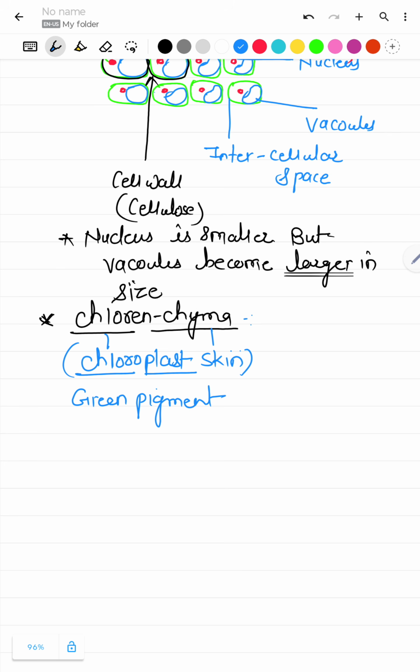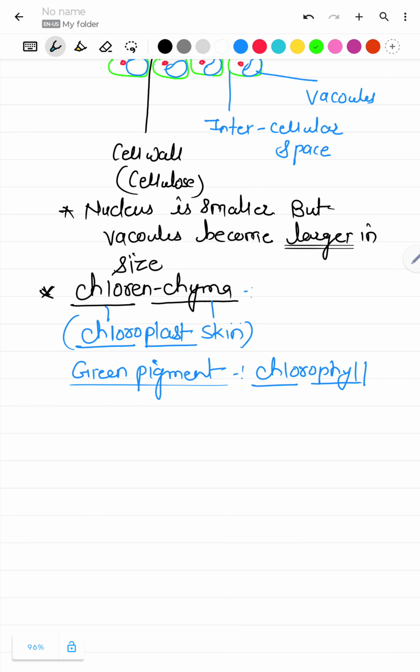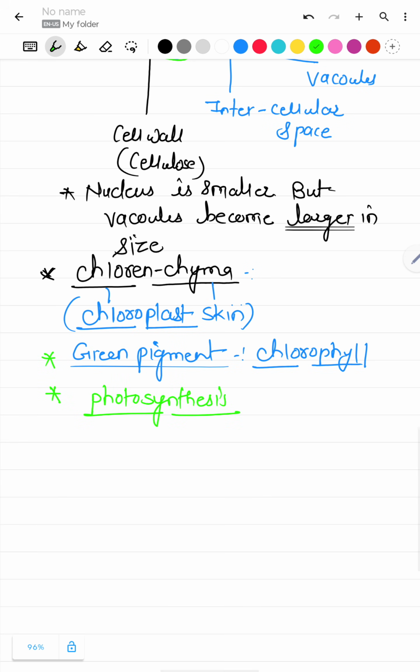What is the name of this green pigment? Chlorophyll. This green pigment is present in the chlorenchyma, and what they perform is the reaction called photosynthesis. So that is chlorenchyma.